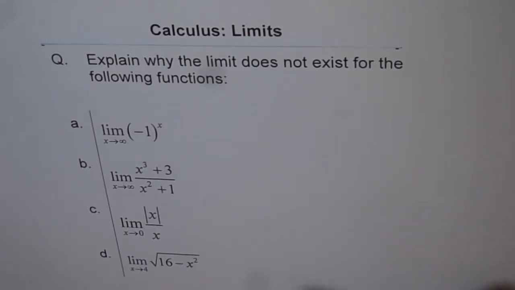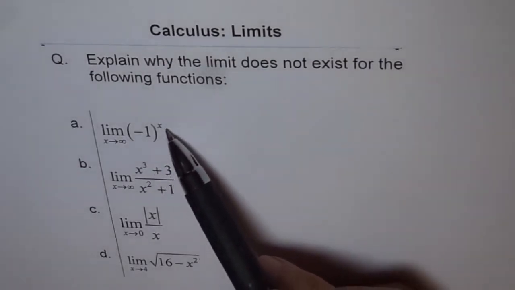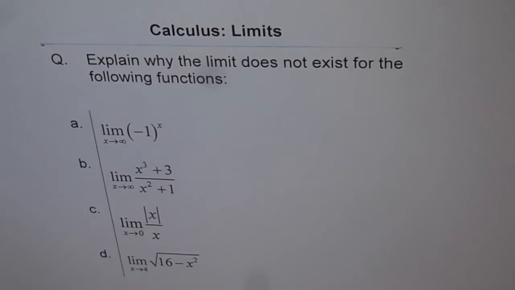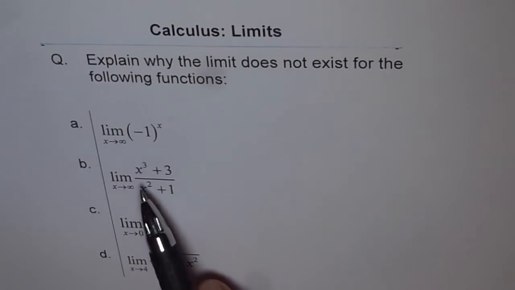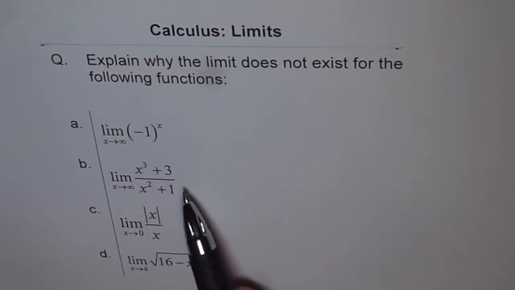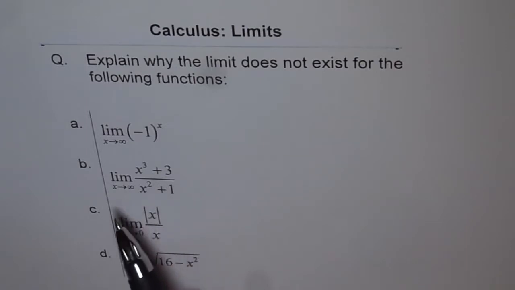Okay. A. Limit of minus 1 to the power of x as x approaches infinity. Think and write your answer. B. Limit of x cubed plus 3 divided by x squared plus 1 when x approaches infinity. C. Limit of absolute x divided by x when x approaches 0. And D. Limit of square root of 16 minus x squared when x approaches 4. So think about it and write down your answers.